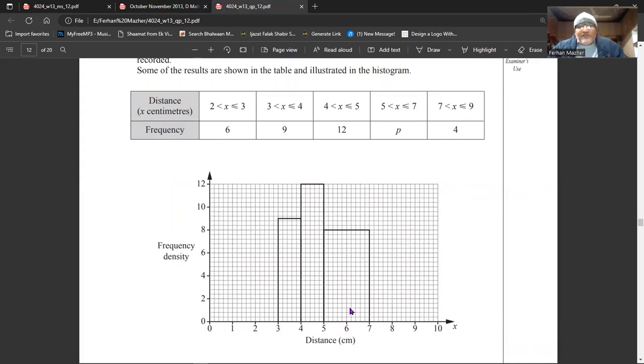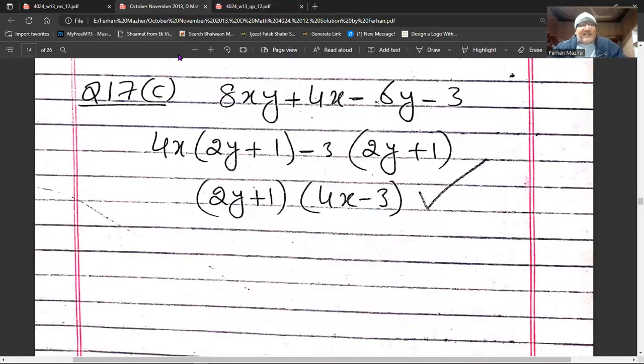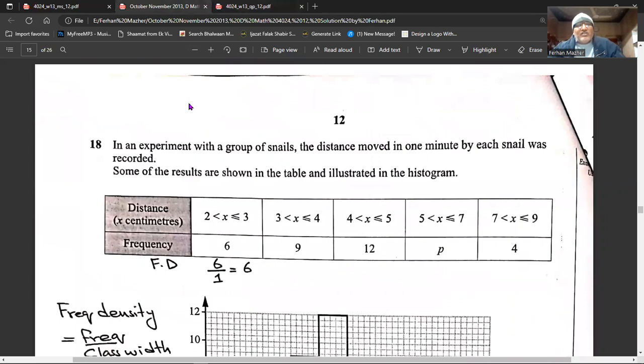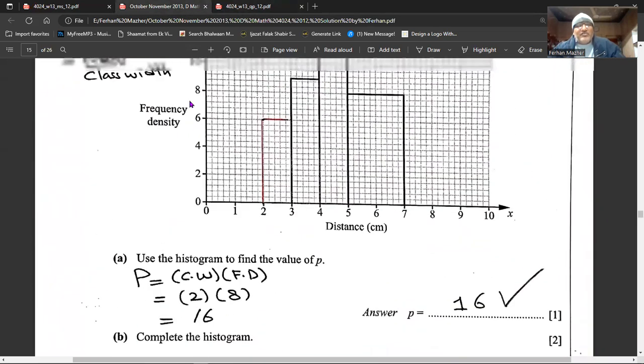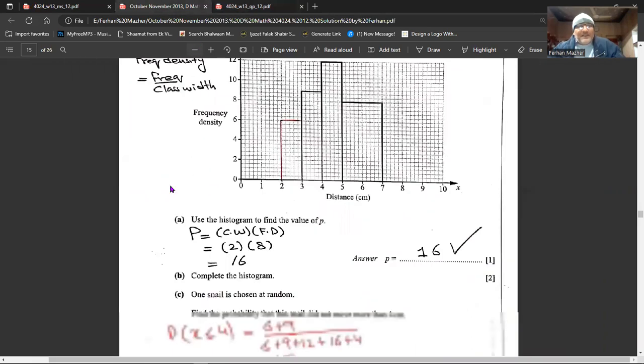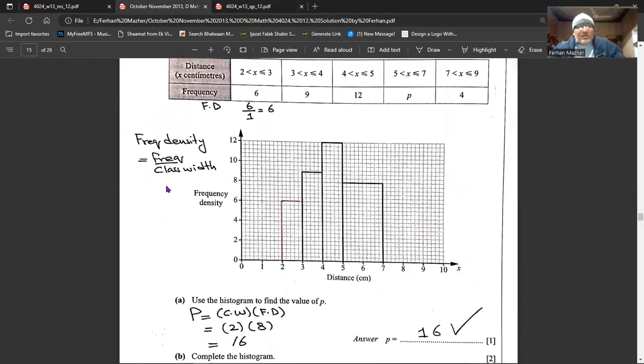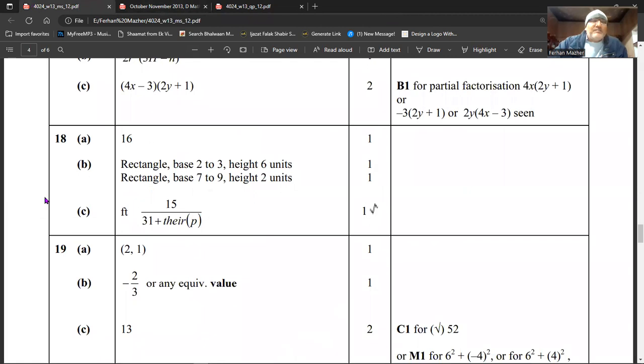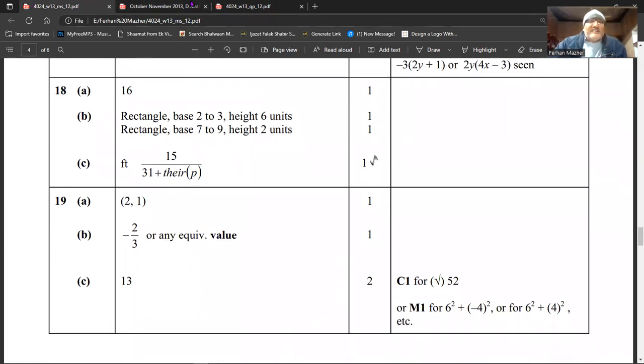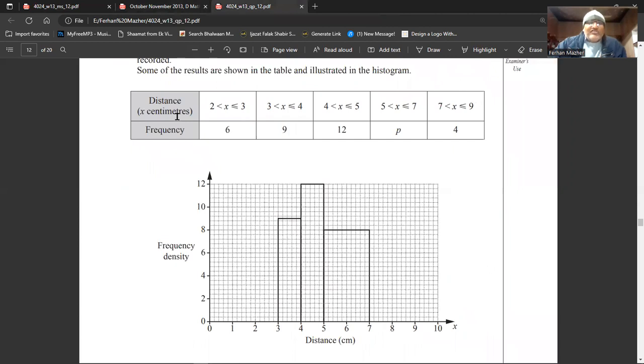So we can find the value of the P by just calculating the area of this rectangle. The area of this rectangle will be 2 multiply 8. And the area of this rectangle is equal to the frequency. So the P will be equals to the class width multiply the frequency density, and that will be 2 multiply 8, the area of that rectangle. So that will be 16. So the value of the P is 16. I hope you understand.